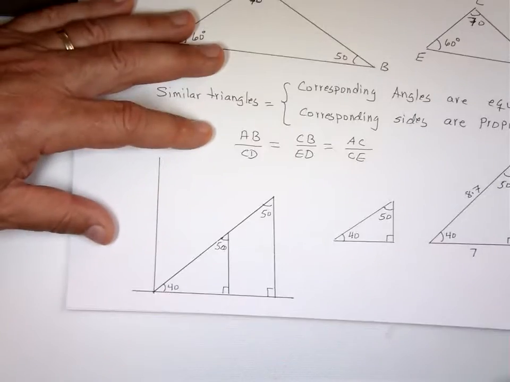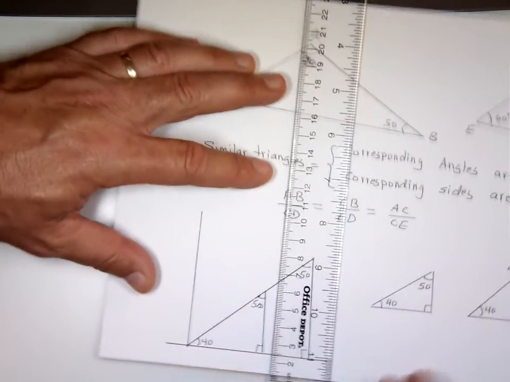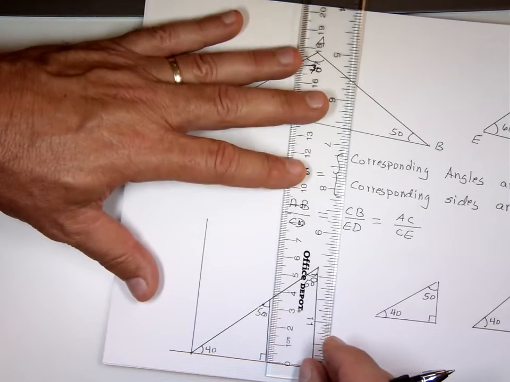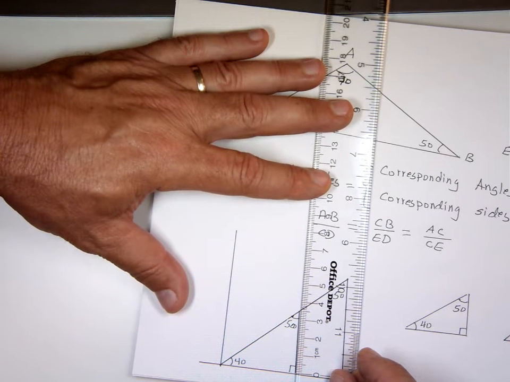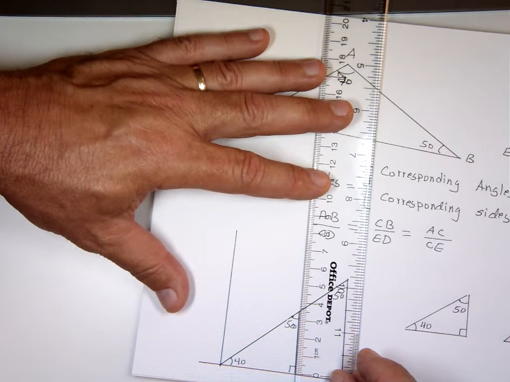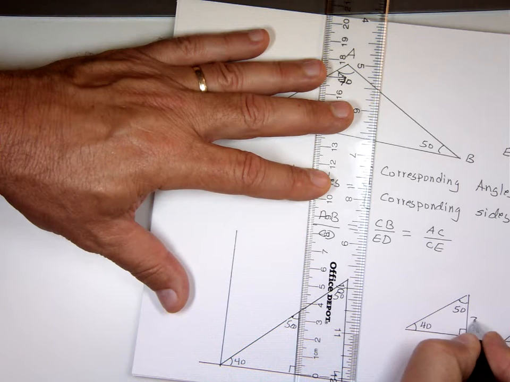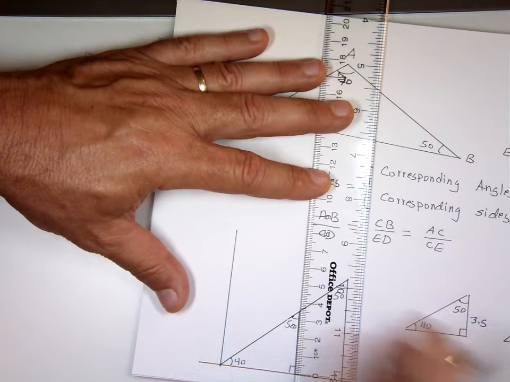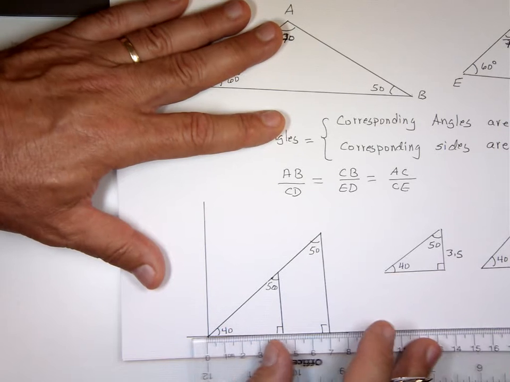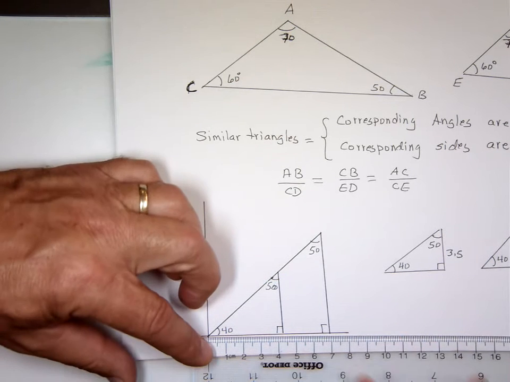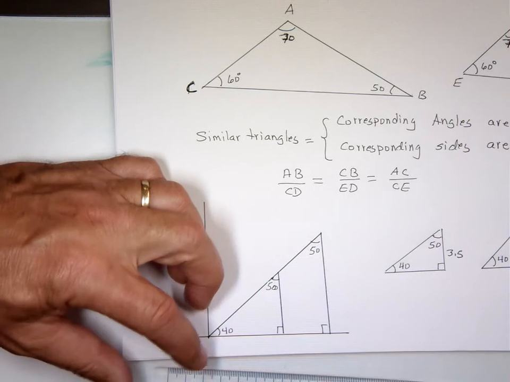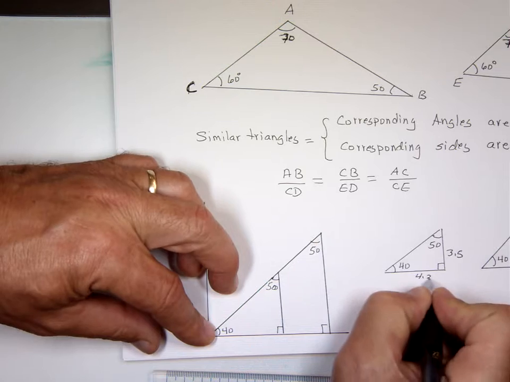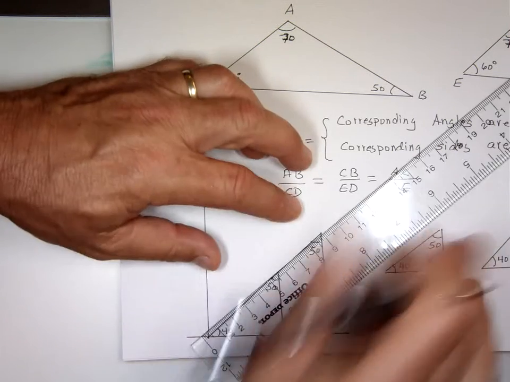Let's take the little triangle. We'll see if these sides are proportional, the length of them. The height for the little one is what? It looks like 3.5. The bottom side for the little guy, I think 4.3. 4.2, 4.3, somewhere in that neighborhood.